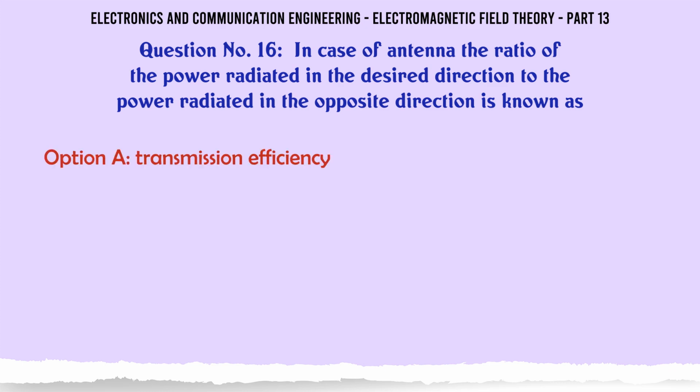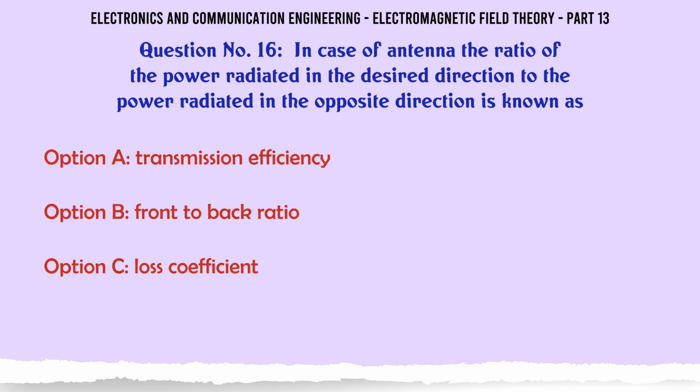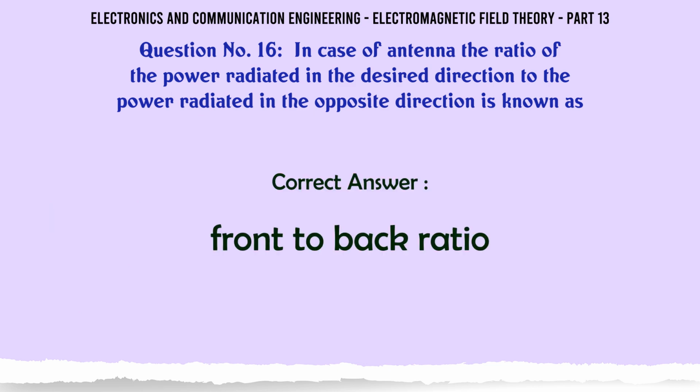In case of antenna, the ratio of the power radiated in the desired direction to the power radiated in the opposite direction is known as A. Transmission efficiency, B. Front to back ratio, C. Loss coefficient, D. None of the above. The correct answer is front to back ratio.